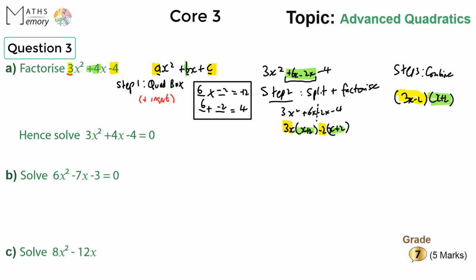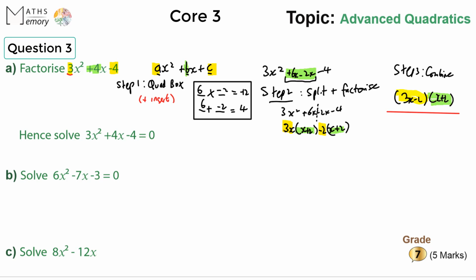Okay, so there's 3 steps. I'm more or less guaranteed to give you the answer for that. Take note of that. Write them down into your maths memory card, obviously. Let's do part B over here. So part B, how do we factorize? Well, how do we solve 3x squared plus 4x minus 4 equals 0?